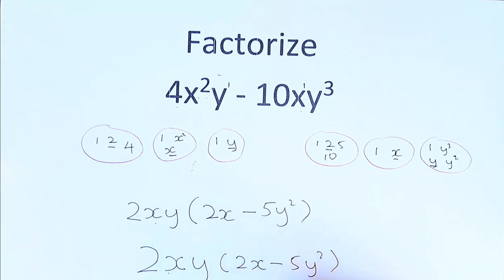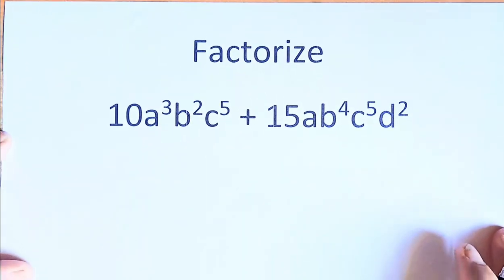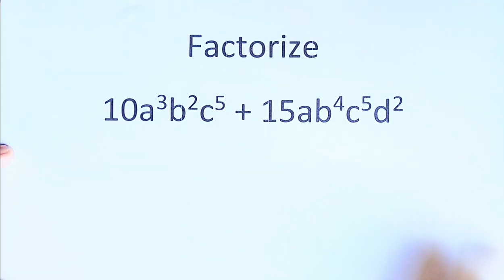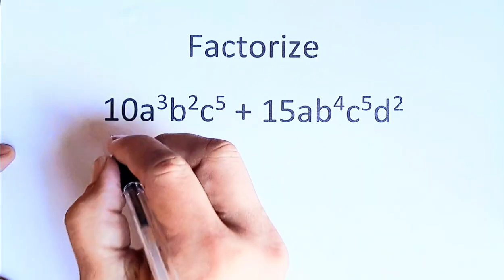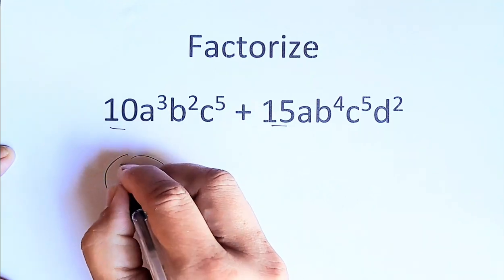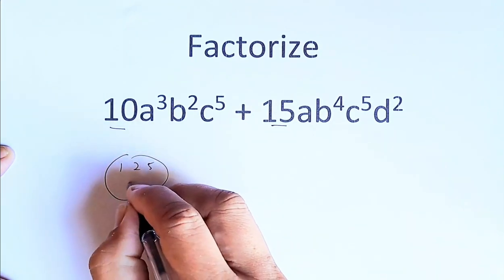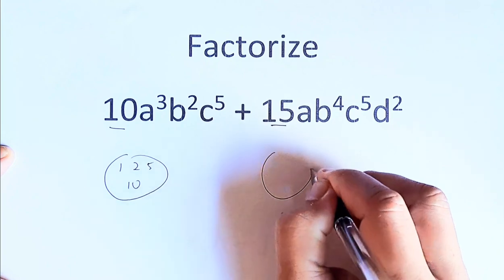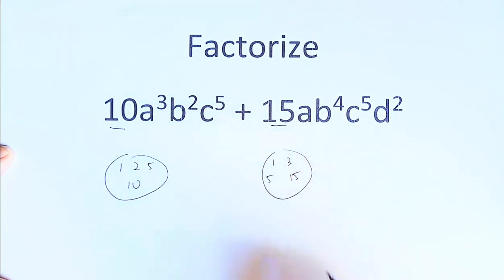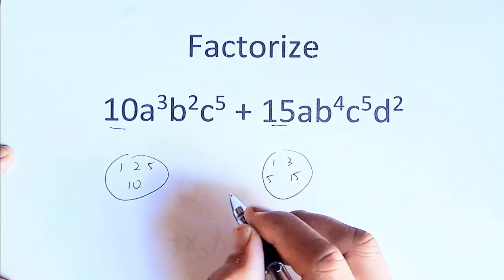Once you know this, we are able to do a harder example. Okay, we shall look at the harder example now. The next example is 10a cubed b squared c to the 5 plus 15a b to the power 4 c to the power 5 d squared. The only thing you need to do is find the highest common factor of 10 and 15. The factors of 10 are 1, 2, 5, and 10. And the factors of 15 are 1, 3, 5, and 15. So the highest common factor is 5.